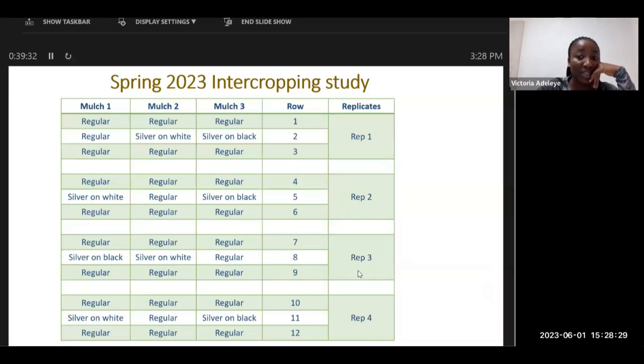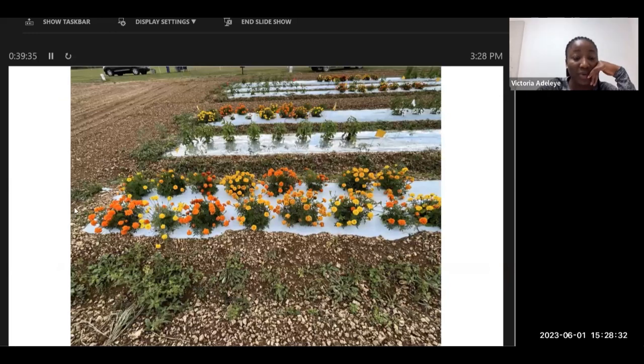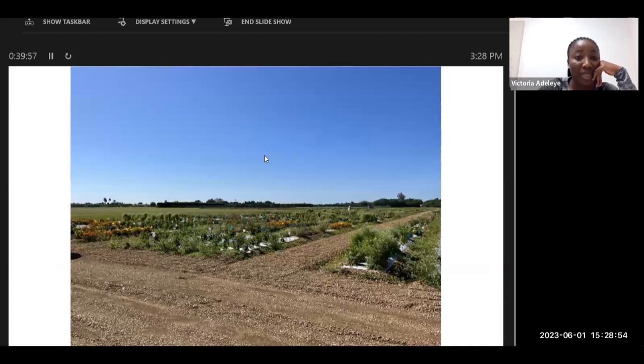So I had 4 repetitions. In this picture, we can see I had the non-host plant, for example in this case marigold, on 2 rows, then pepper in the middle with either the reflective silver and white mulch, or reflective silver and black mulch, or the regular mulch type. And then on this other row, we also had 2 rows of marigold. And this is a bigger picture of the plot where we had marigold, cilantro, lemongrass, basil, and a control treatment without insecticide spray, and then a treatment with insecticides.